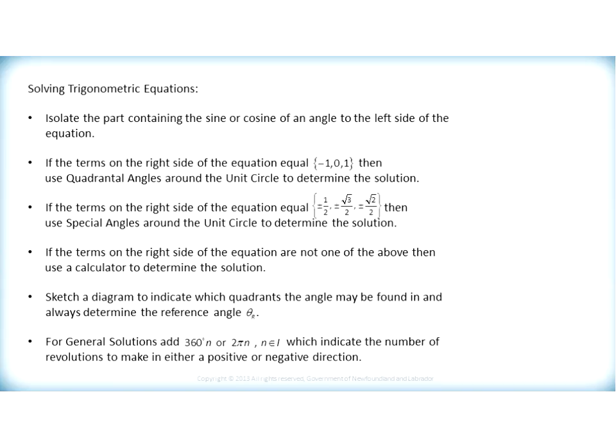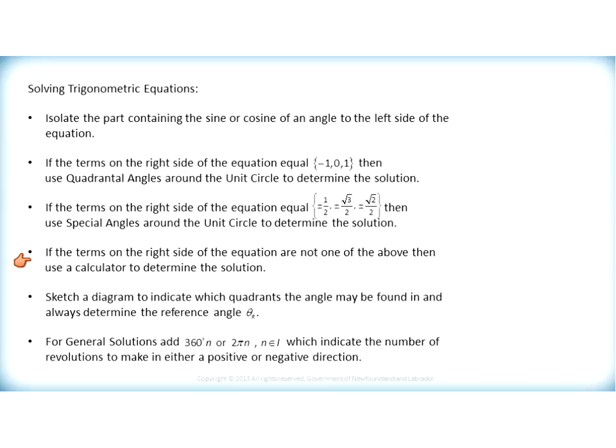Here are a few tips that we can use to solve trigonometric equations. First, we can isolate the part containing the sine or cosine of an angle to the left side of the equation. If the terms on the right side of the equation equal -1, 0, or 1, then we can use quadrantal angles around the unit circle to determine the solution. If the terms on the right side equal plus or minus a half, plus or minus √3/2, or plus or minus √2/2, then we can use special angles around the unit circle to determine the solution.